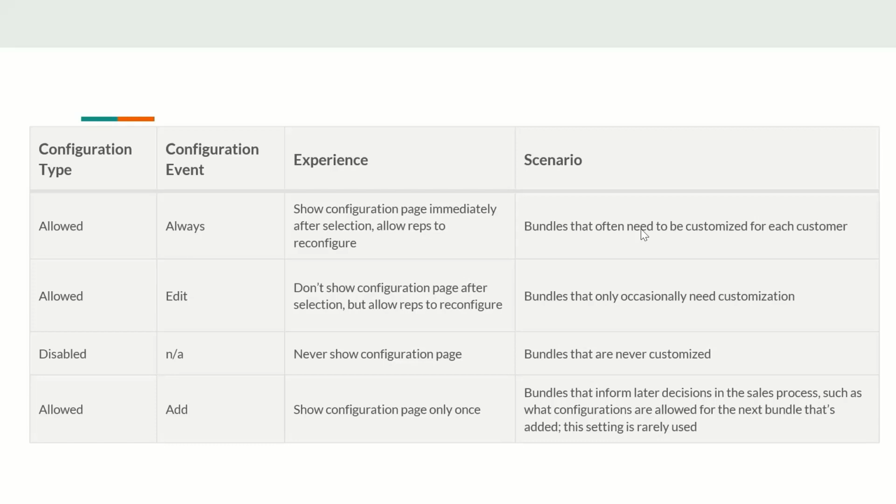If the requirement of the user is already there in that product bundle, then we just select the configuration type as disabled and the event as none. Then there is no chance that we can configure that product bundle again. What is there in that particular product bundle will be added directly to the quote and sold to the particular customer.